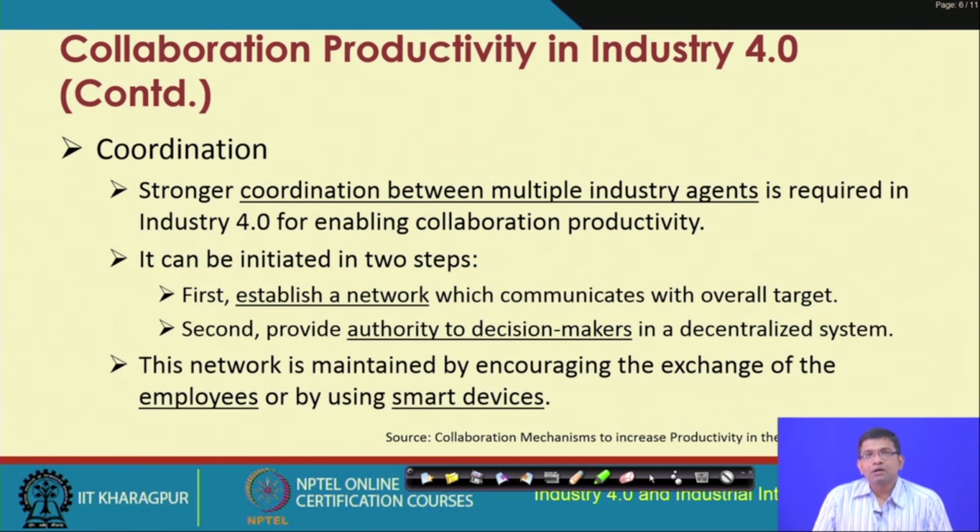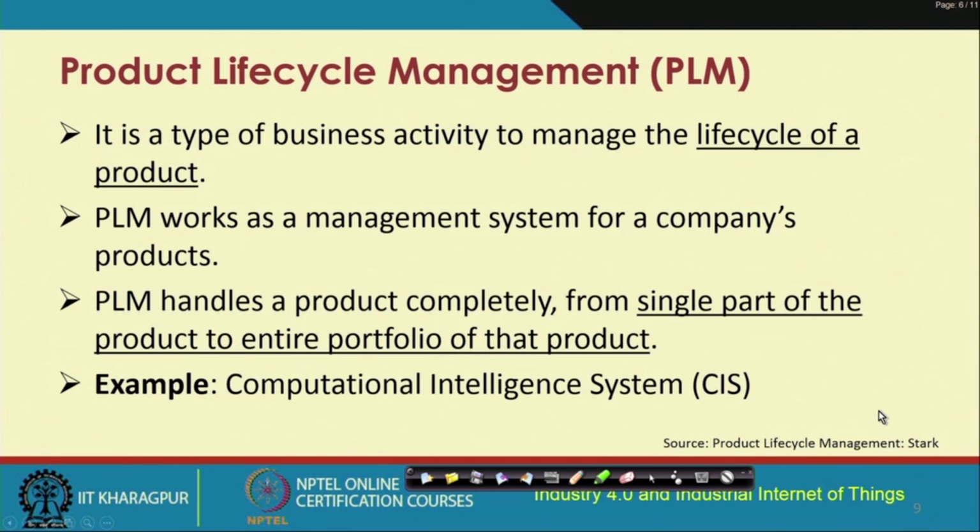So, this network we are talking about in the context of coordination is maintained by encouraging the exchange of employees or by using smart devices between different employees, because physical exchange may not be required if you equip your employees with different smart devices. This exchange of information can be maintained for stronger coordination between the employees of the same organization or across different organizations and so on.